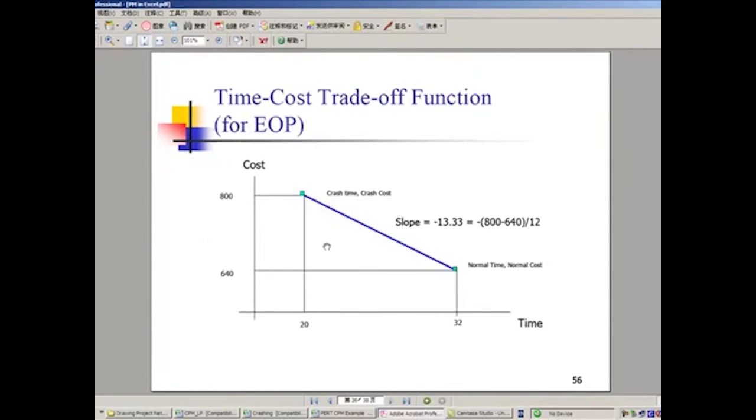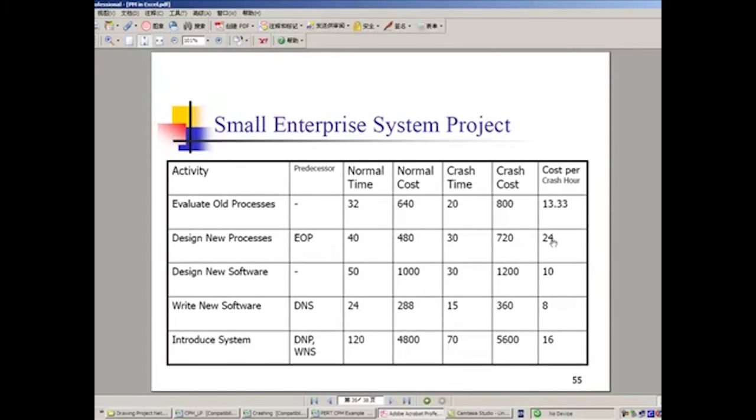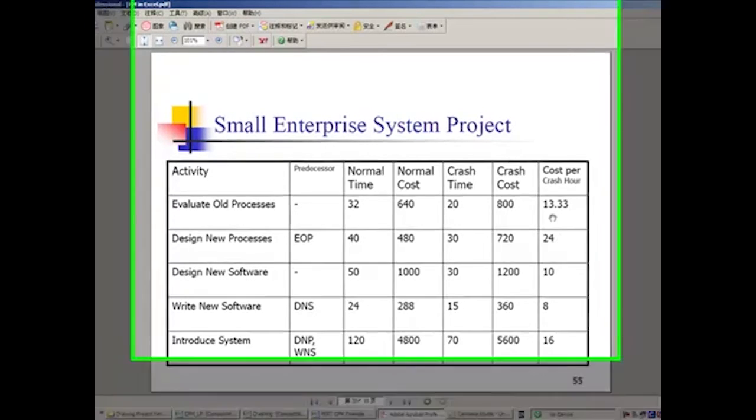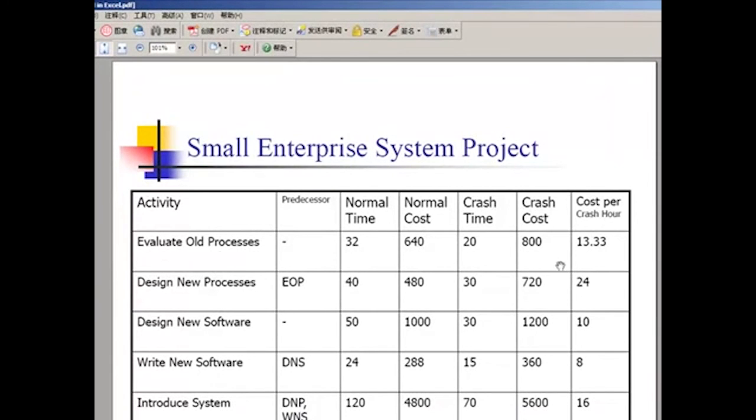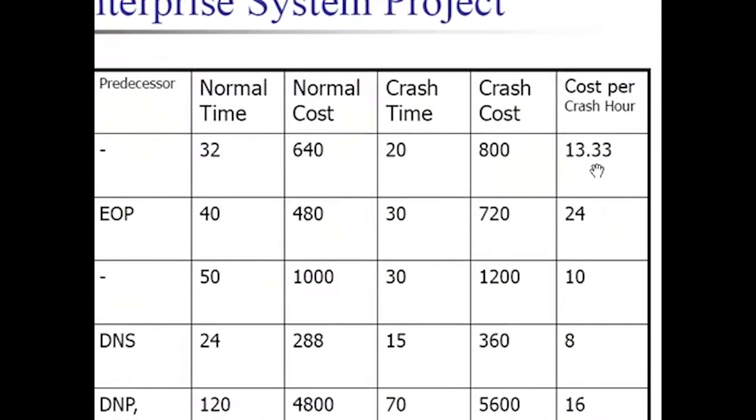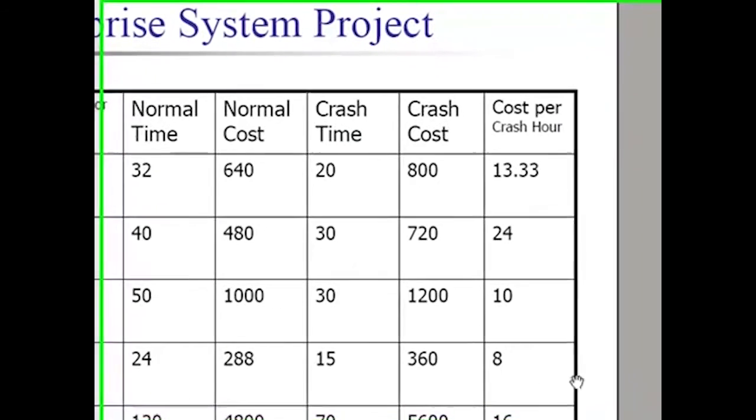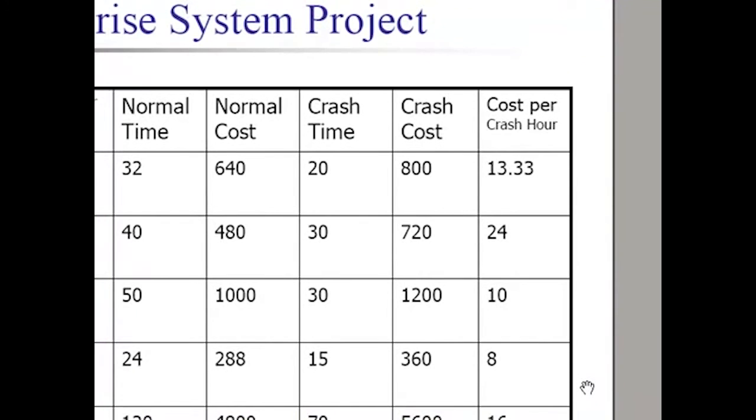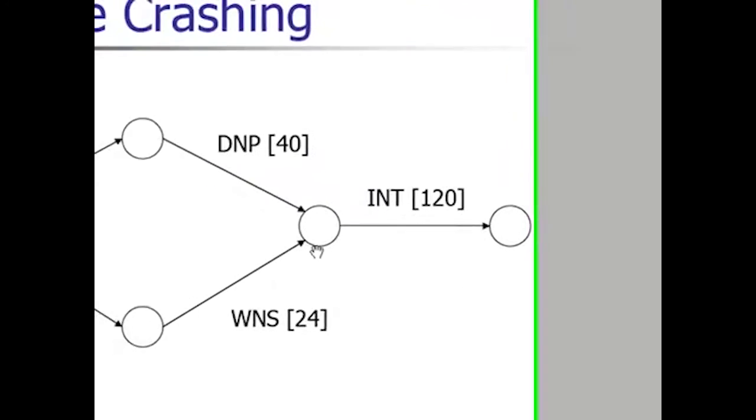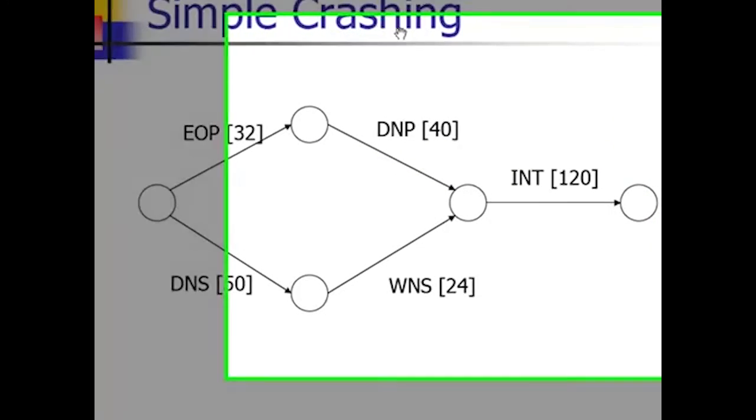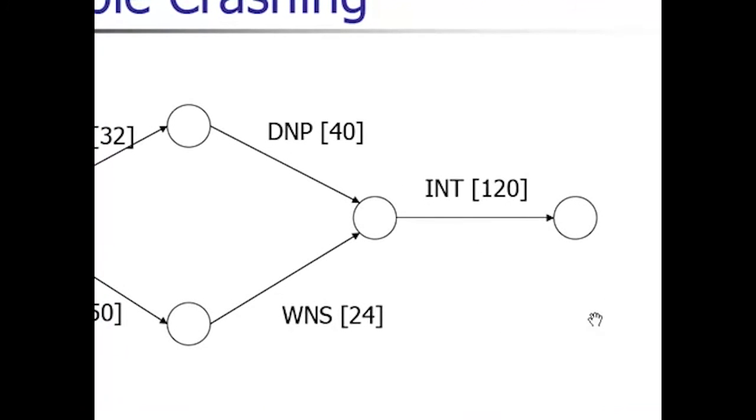So please keep in mind, but then also to consider the costs. On the top, for those 2 activities, we know the EOP contains the smaller cost per crashing hour, $13. And in the bottom part, among those 2 activities, the WNS has a cost of $8 per crashing hour. So, if we only consider this part, we ignore INT right now.